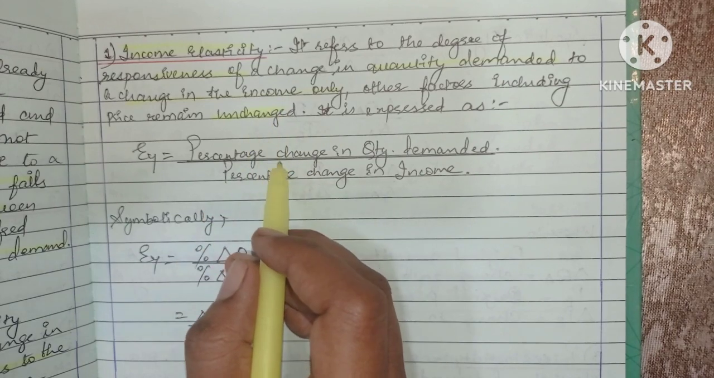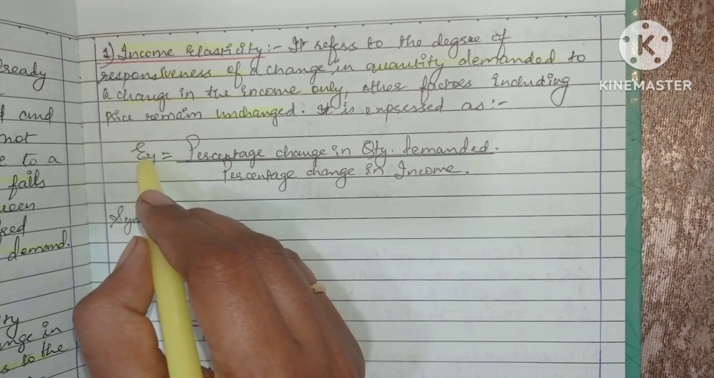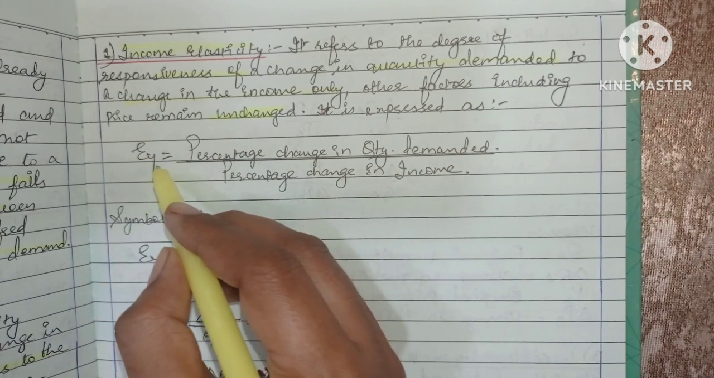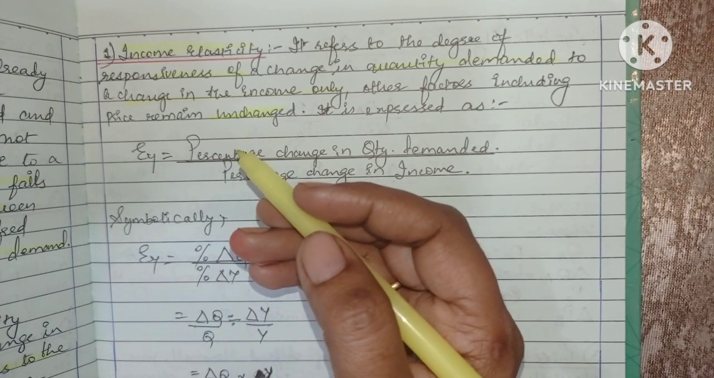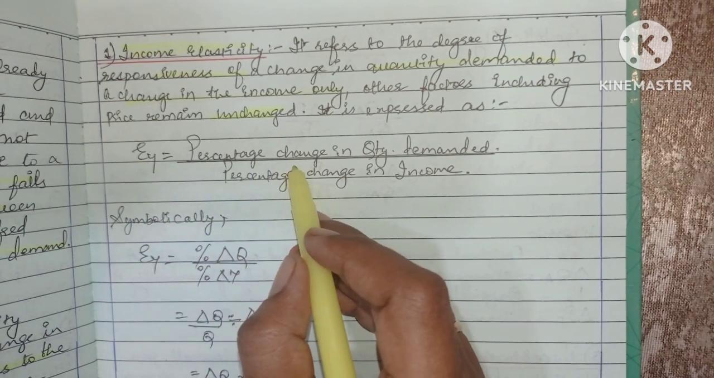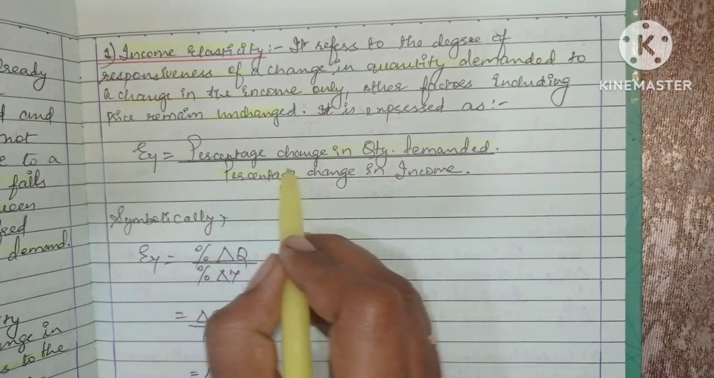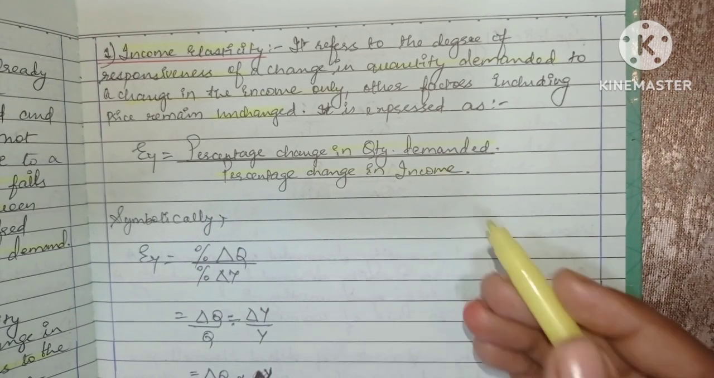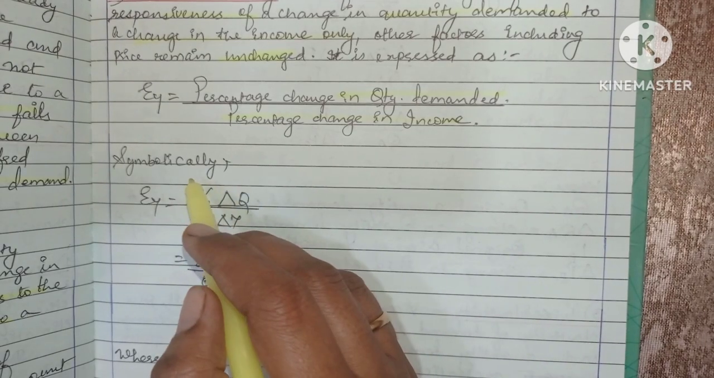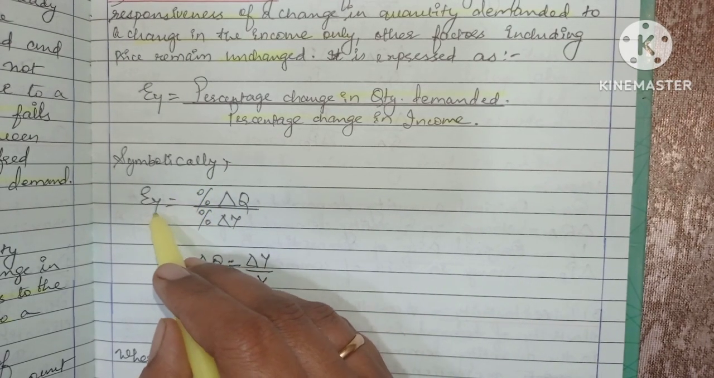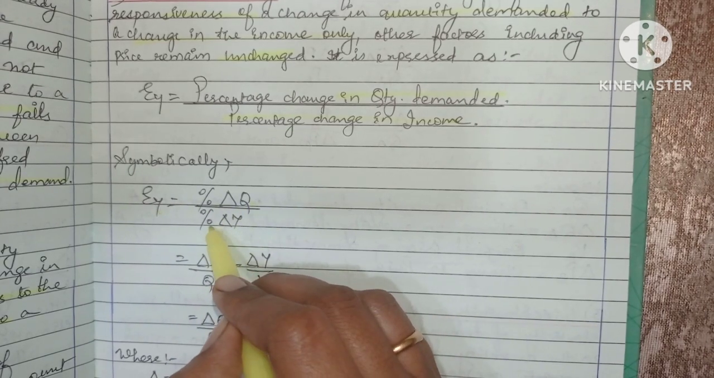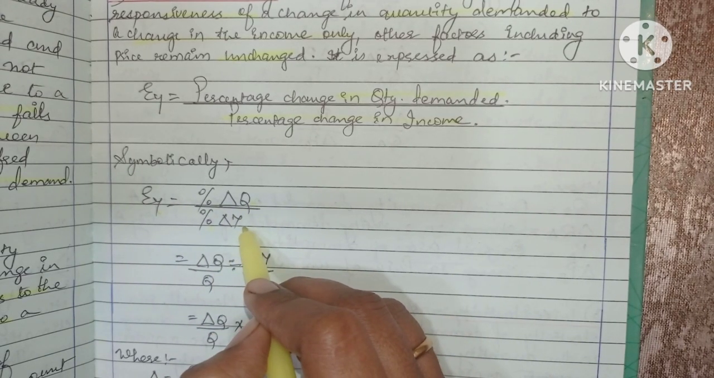All other factors remain unchanged. It's expressed as Ey, the elasticity of income: percentage change in quantity demanded divided by percentage change in income. So symbolically, Ey is equal to percentage change in quantity demanded divided by percentage change in income, where y is the income.